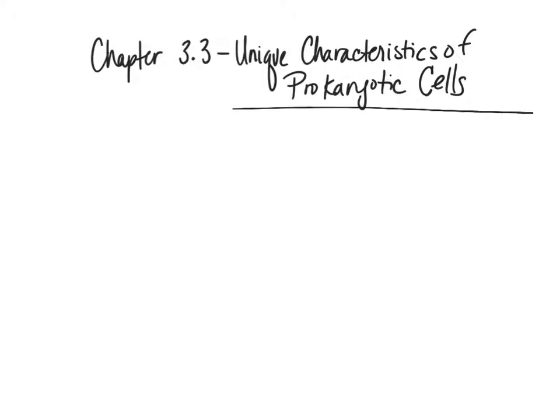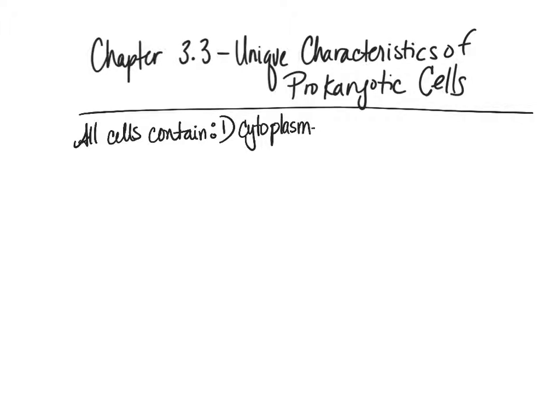So between the two, however, with all cells, there are different things that all cells contain. And the things that all cells contain are, one, they contain cytoplasm. So remember that cytoplasm is that gel-like goopy stuff that's within the plasma membrane. So our gel-like substance of water, it's made up of water and dissolved chemicals.